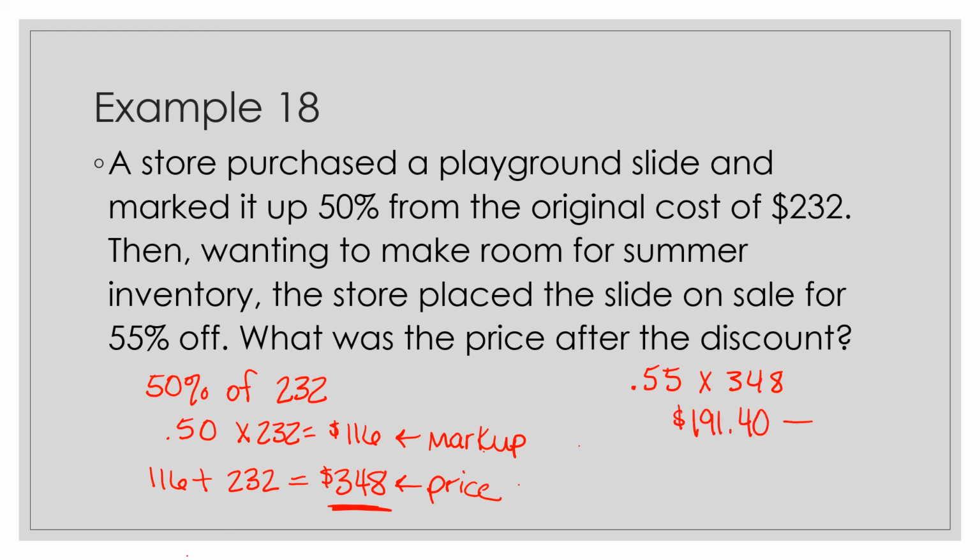Okay, so you need to ask yourself, what is $191.40? Go back to your percentage of 0.55. So that was representing how much off. So this is a discount. So we're going to have to subtract that discount from that original sale price of $348. Which gives us a total of $156.60.